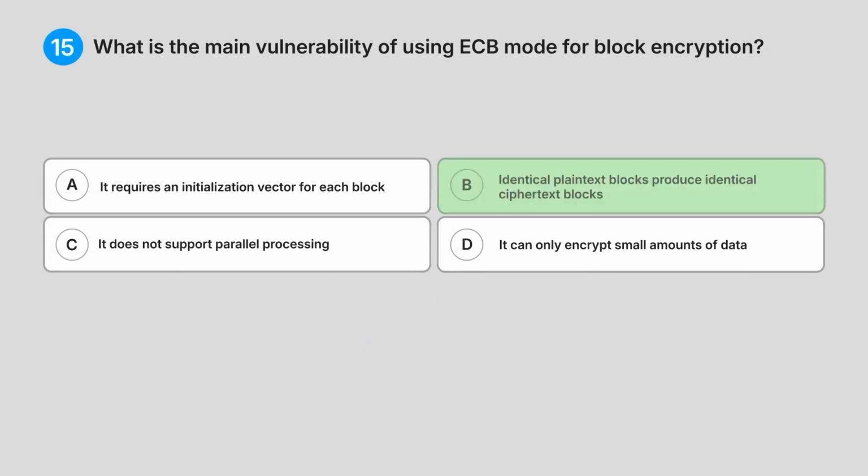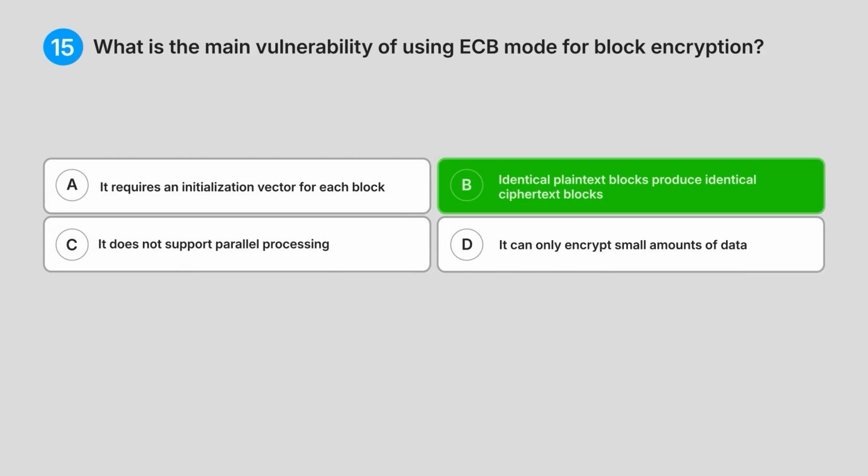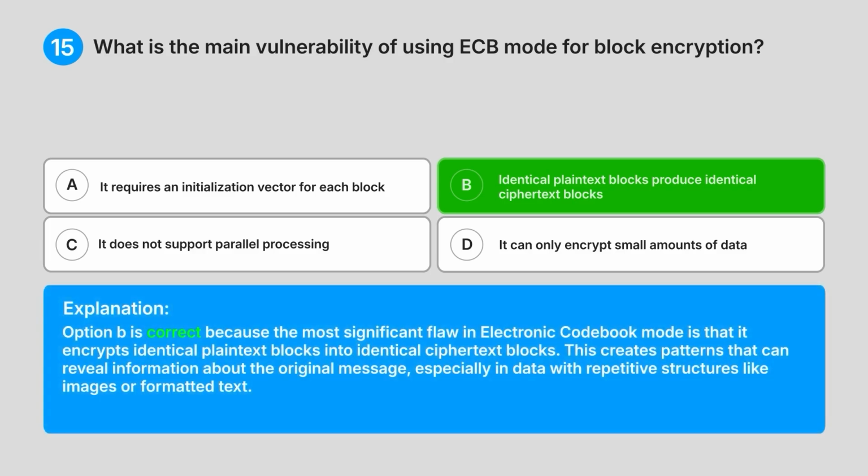Correct answer, B. Identical plaintext blocks produce identical ciphertext blocks. Explanation: option B is correct because the most significant flaw in electronic codebook mode is that it encrypts identical plaintext blocks into identical ciphertext blocks. This creates patterns that can reveal information about the original message, especially in data with repetitive structures like images or formatted text.